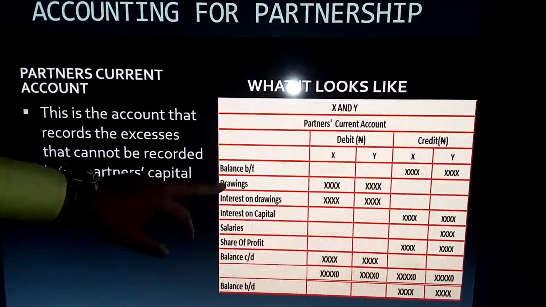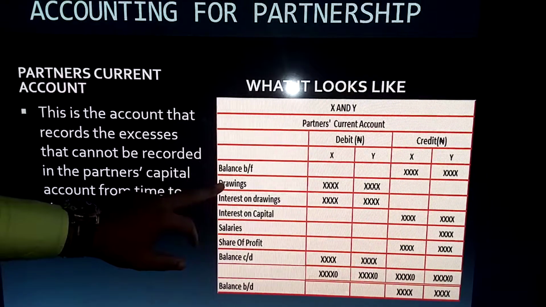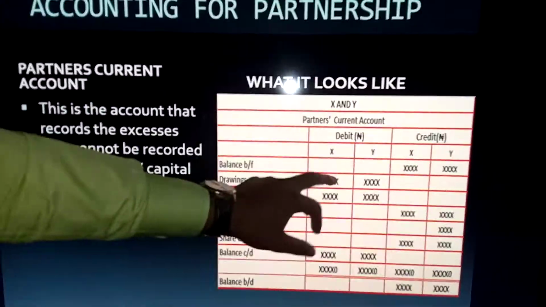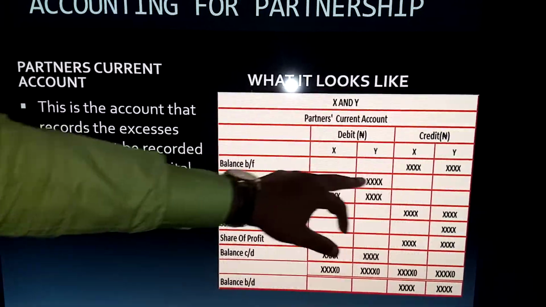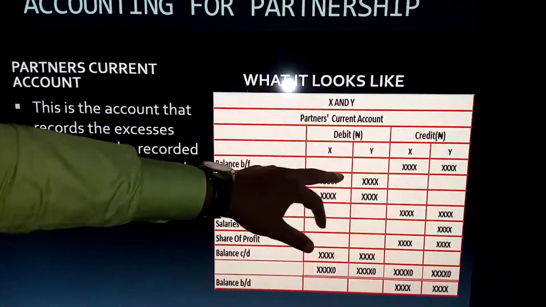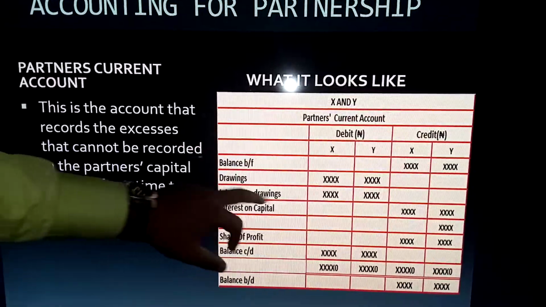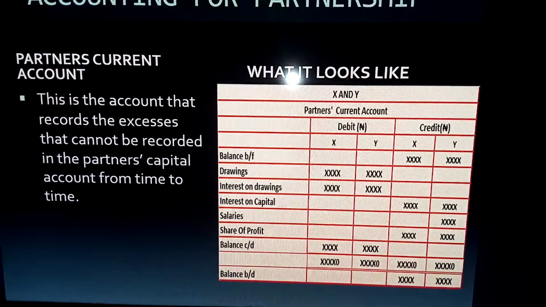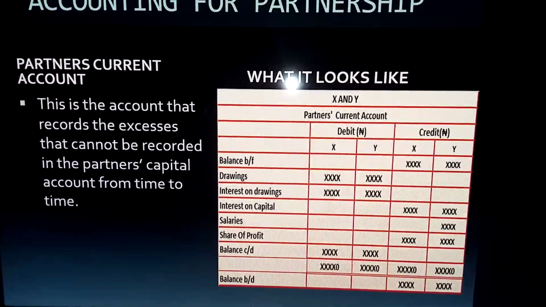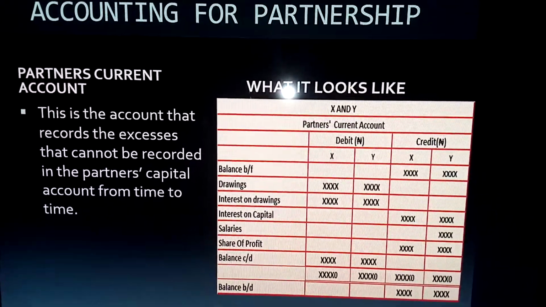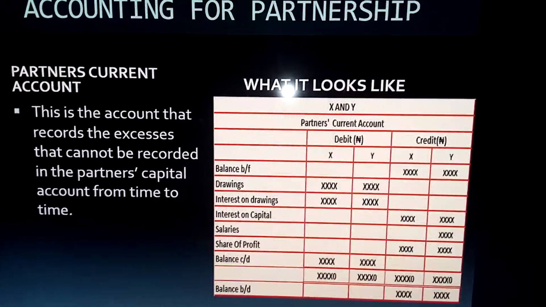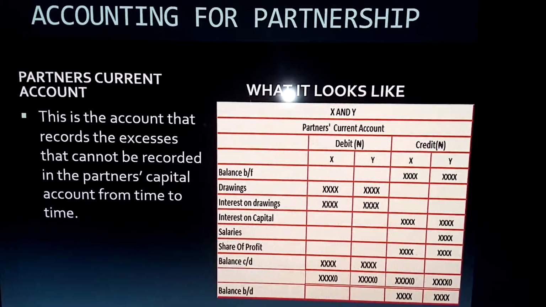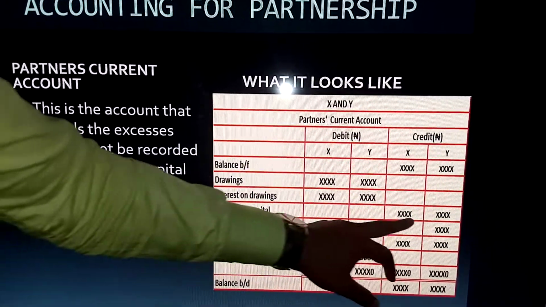So we have drawings. That's the personal goods or cash taken by the partners from the business. So we take it out of their individual account. You debit them with it. The interest they are paying on the drawings, you debit them with it in the current account. Then interest on capital. Remember, the partnership is paying the partners interest for the capital that they contributed to the business. So to the partners it is an income. Okay, so you credit it to the account.